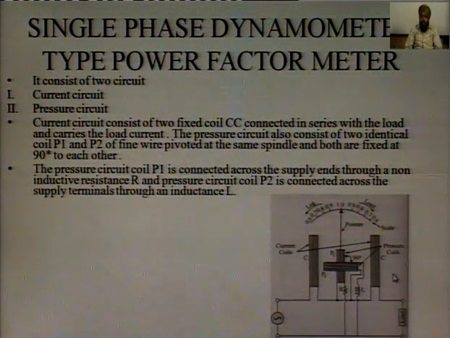The pressure circuit also consists of two identical coils P1 and P2 of fine wire pivoted on the same spindle, and both are fixed at 90 degrees to each other. The pressure circuit coil P1 is connected across the supply through a non-inductive resistance R, and pressure circuit coil P2 is connected across the supply terminals through the inductance L.